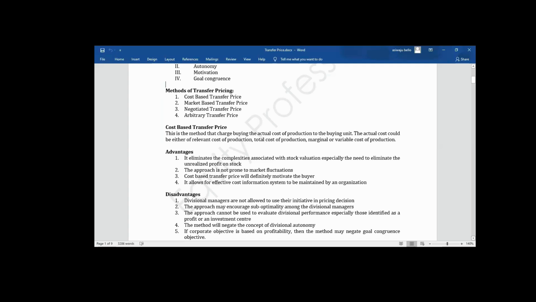This approach is not prone to market fluctuation. Cost-based method will motivate the buying division. The buying division will be happy to buy. Cost-based method is good for planning purposes. But this method has a lot of limitations. One, it does not allow for initiative. Divisional managers are not allowed to use their initiative to determine the price of a product.